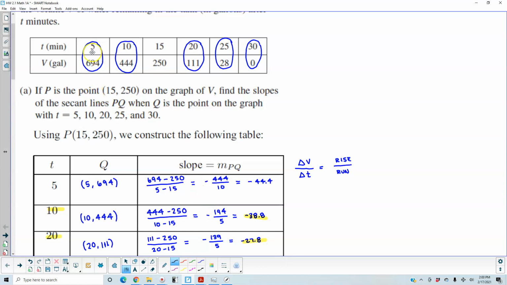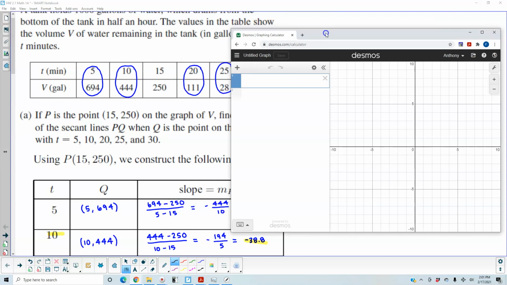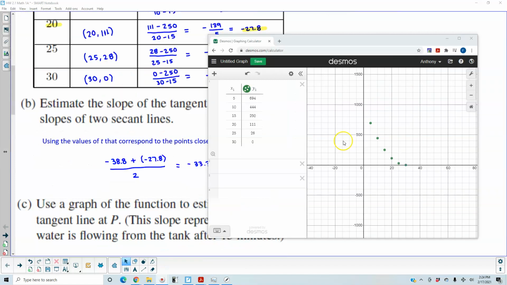So we come back to our table of values, and we're going to use Desmos to create a table of values. Here we select our table and put in our values for X. So we have 5, 10, 15, 20, 25, 30. And then for the values of Y, we have 694, 444, 250, 111, 28, and then 0. So now let's take a look at our points. So here are our points.